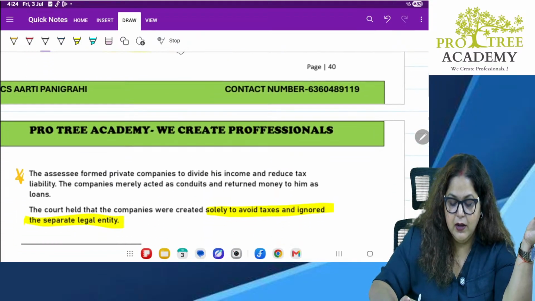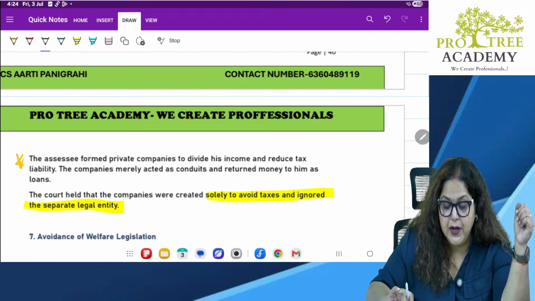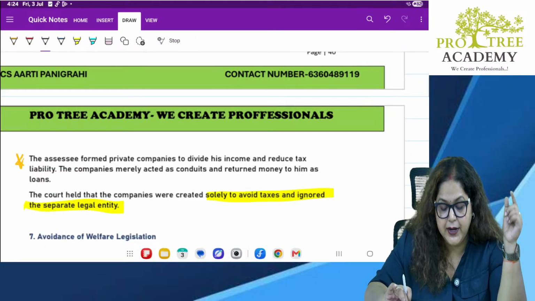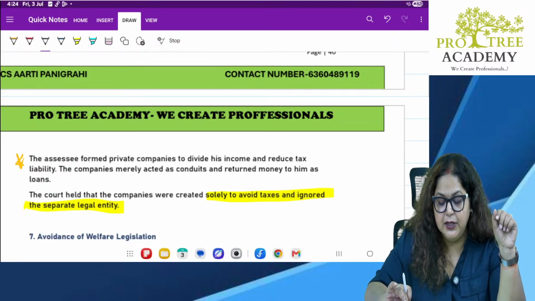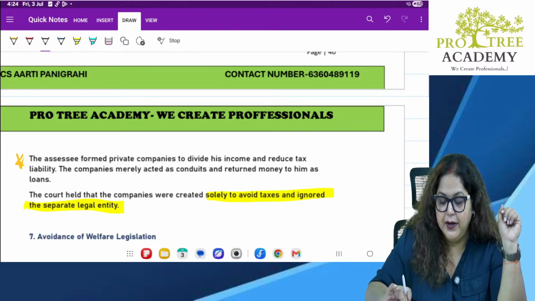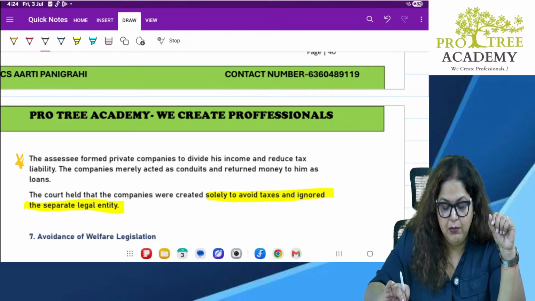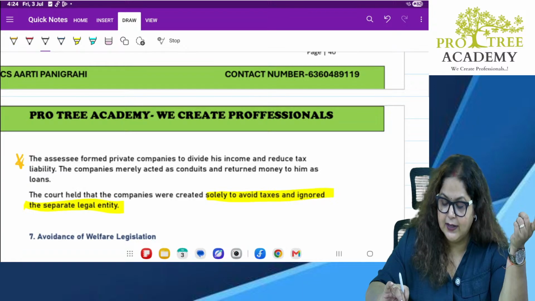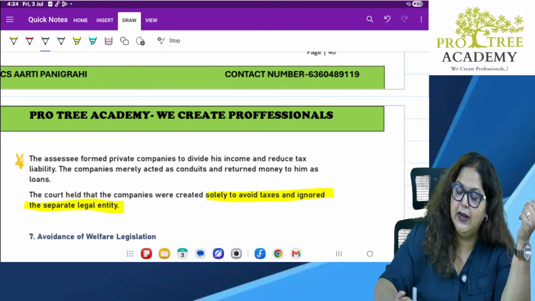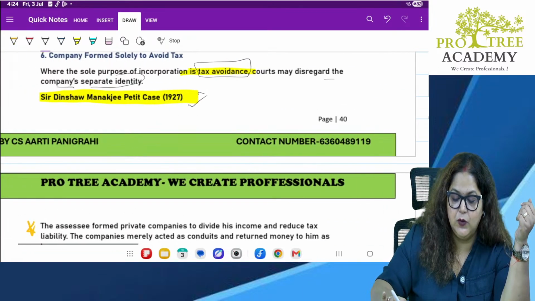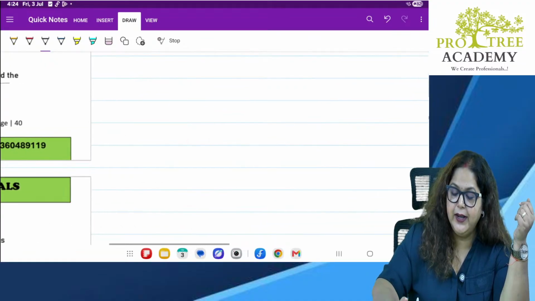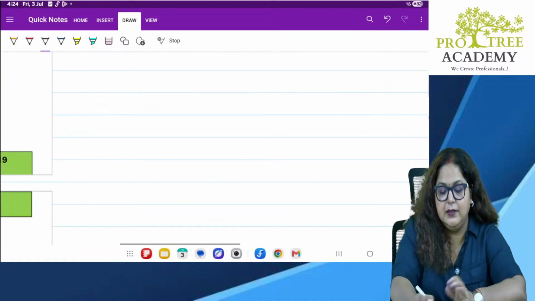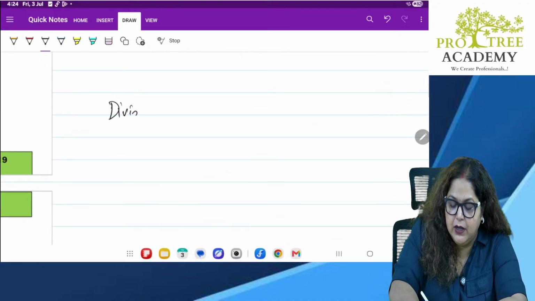Here, the assessee formed private companies to divide his income and reduce tax liability. The companies merely acted as conduits and returned money to him as loans. The court held that the companies were created solely to avoid taxes and ignored the separate legal entity. This Manekji Petit, what he had done, he was getting some dividend and interest from one company.